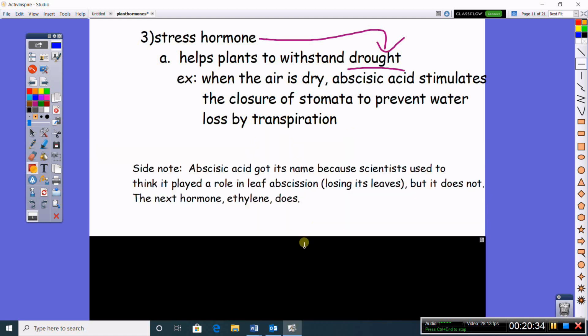Now you might think, where do we get the name abscisic acid from? Because I know you talked about leaf abscission before, meaning when the leaf separates from the stem. Well, abscisic acid got its name because scientists used to think that it played a role in leaf abscission, in the plant losing its leaves. But it doesn't. The next hormone, ethylene, does. So it's kind of a misnomer. It really has nothing to do with leaf abscission or a plant losing its leaves.